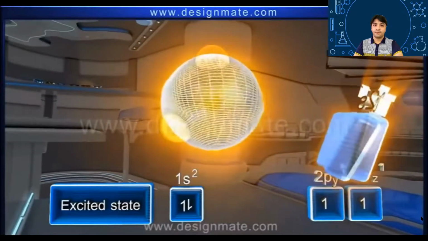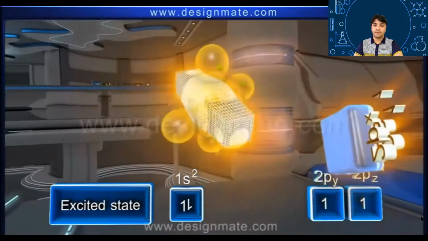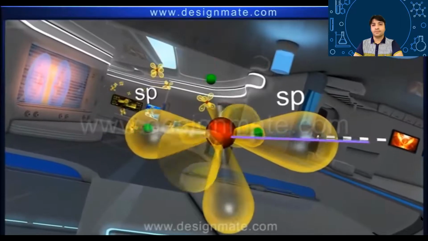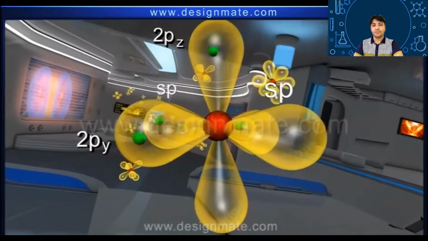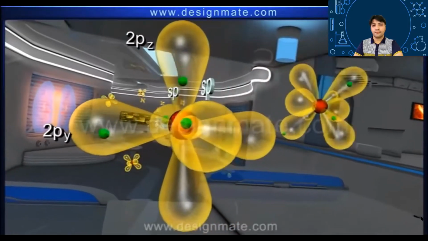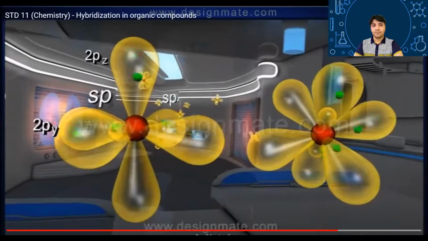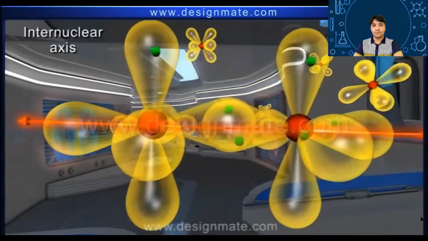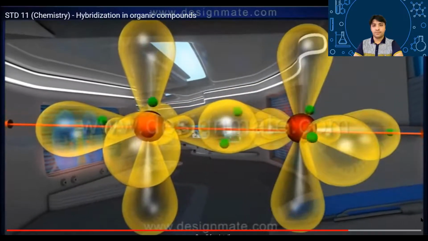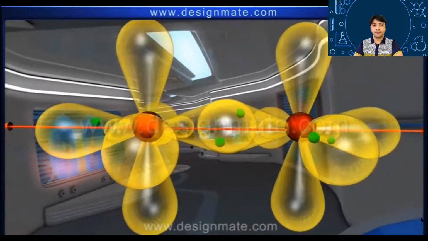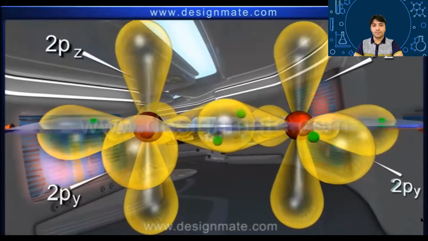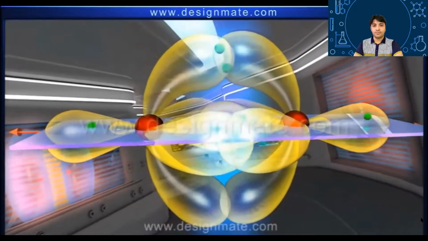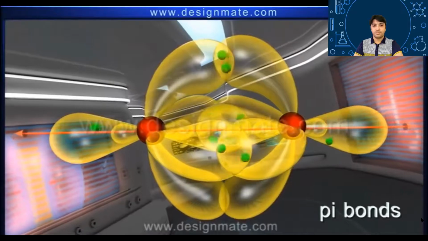Another process of intermixing, called sp hybridization, results in the formation of two sp hybrid orbitals. Now, this carbon atom is ready to combine with other atoms. Imagine another sp hybridized carbon atom approaching this carbon atom, such that the sp hybrid orbitals of the two carbon atoms face each other. These orbitals overlap along the internuclear axis, resulting in a sigma bond. Each of the carbon atoms also has two unhybridized p orbitals, namely the py and pz orbitals. These orbitals, which lie above and below the plane of the sigma bond, also come very close to each other and overlap laterally, resulting in the formation of two pi bonds between the two carbon atoms.